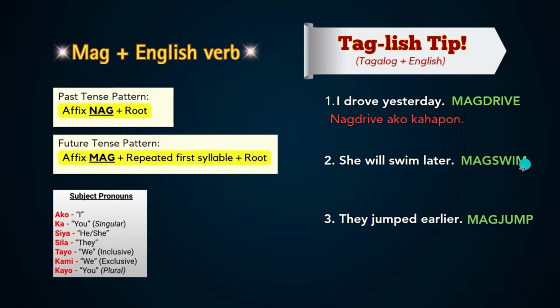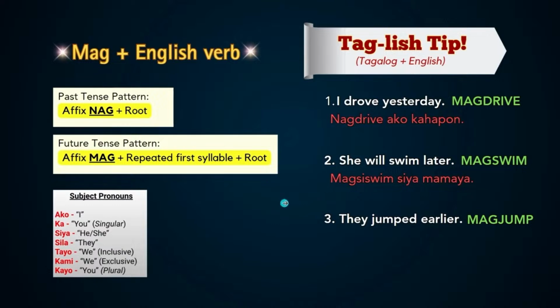You can use mag-swim and mag-jump. And then we'll go over it in just a second. Alrighty, for number 2, she will swim later. If I told you to use mag-swim, it would be magsiswim siya mamaya. Magsiswim siya mamaya. So again, for the future tense conjugation of a mag-verb, it's mag plus the repeated first syllable plus the root. Magsiswim siya mamaya.